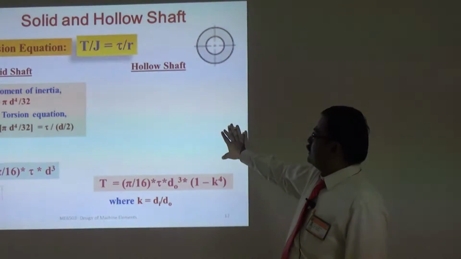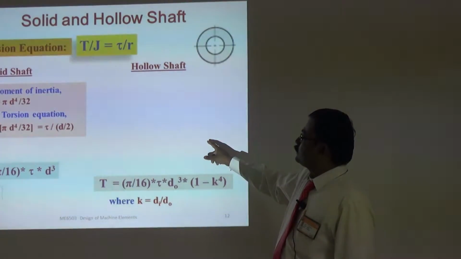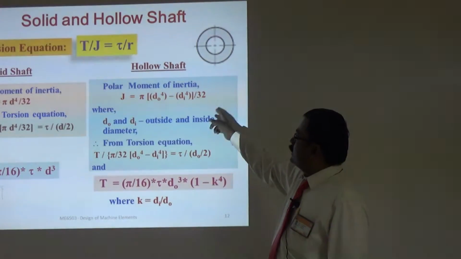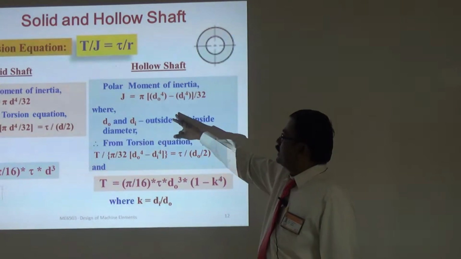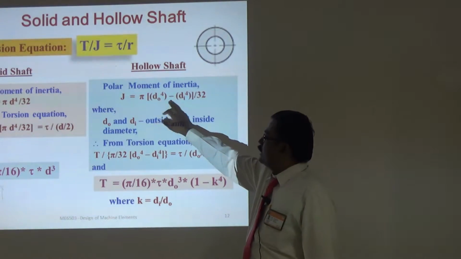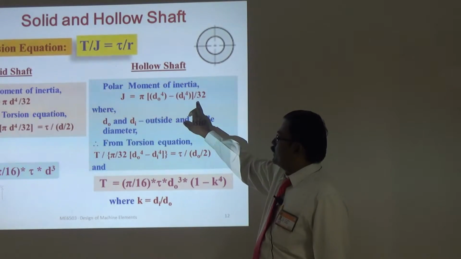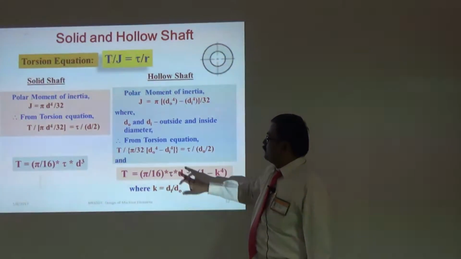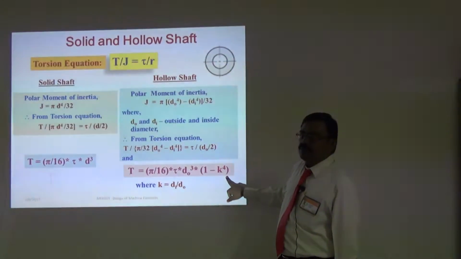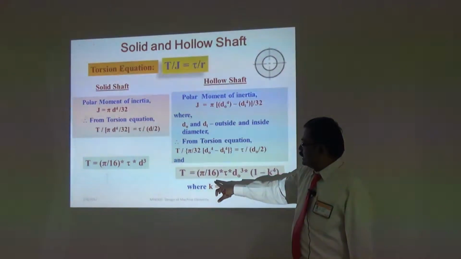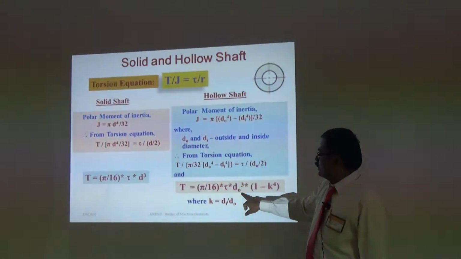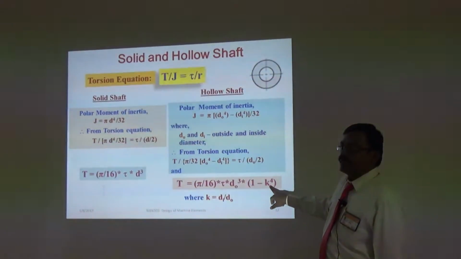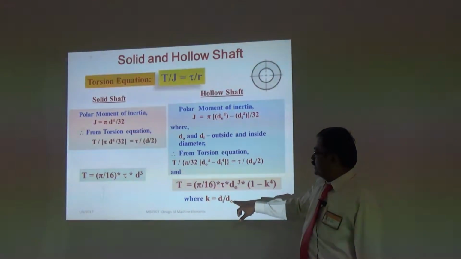Similarly, if it is a hollow shaft, the polar moment of inertia expression will be in terms of the outer diameter and the inner diameter. This will be the expression. If you substitute this J value in the torsion equation, finally we end up with this equation, which is T is equal to pi by 16 tau do cube into 1 minus k power 4, where k is called the diameter ratio, so di by do.